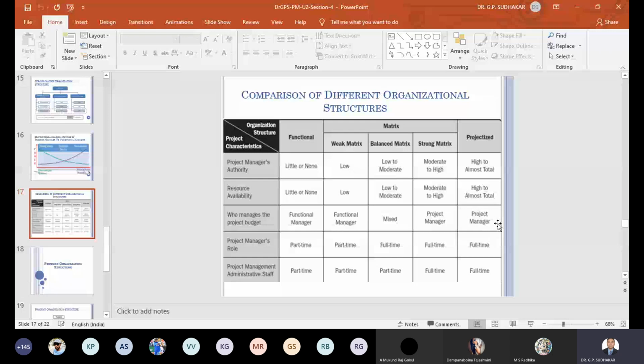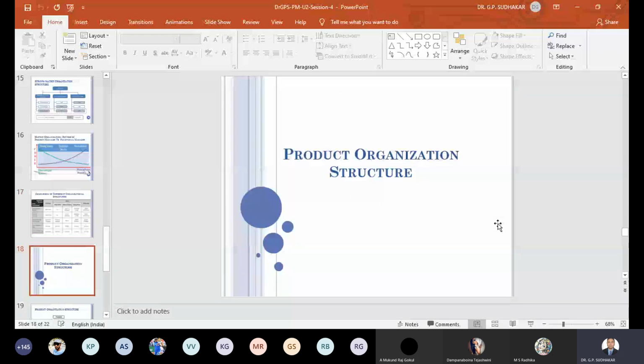Let's move on and see the product oriented organization structure. So far, we discussed functional organization, matrix organization, and project oriented organization structures. This is the product organization structure.